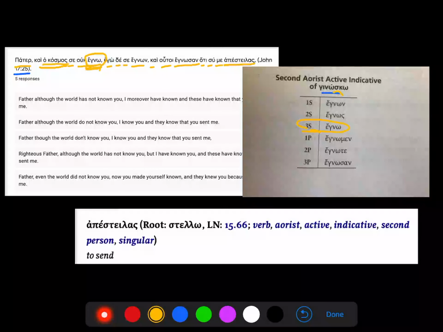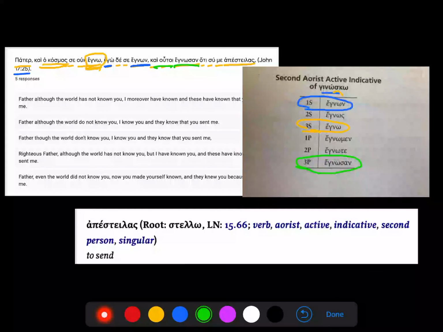But I know you. I know you. And we're dealing with first person there. And we see the first person right here, egnon. And then he talks about the believers. They know that you sent me. And when we're talking about the believers, we're dealing with the third person plural. And so we see the various forms of ginosko.